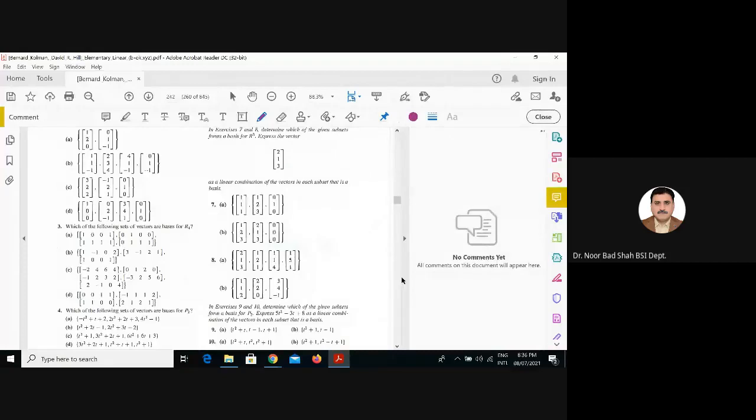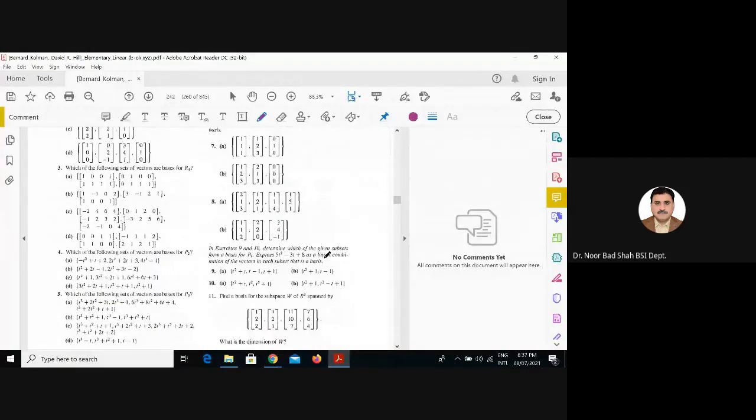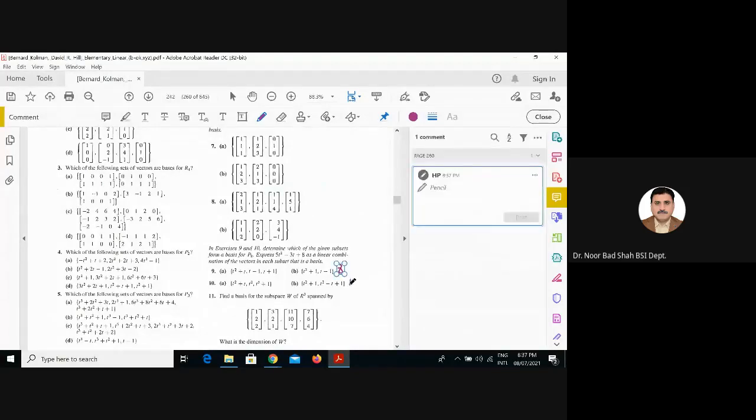The same thing in question number 9 and 10. It says determine which of the given subsets form a basis for P2 and then express this one as a linear combination of those vectors. They will do the same thing. Okay, this cannot be a basis. You see it contains 2 elements. Same thing for this one. It cannot be a basis because it contains 2 elements. You would check these two, part A, and then express that vector as a linear combination of the other one.